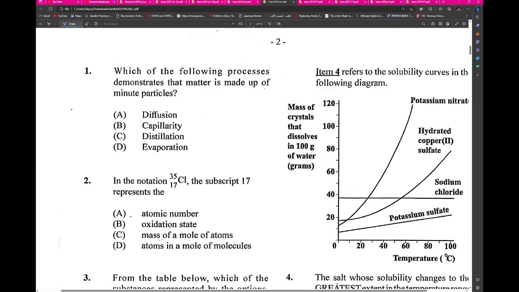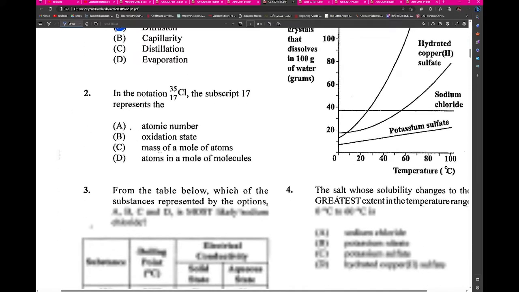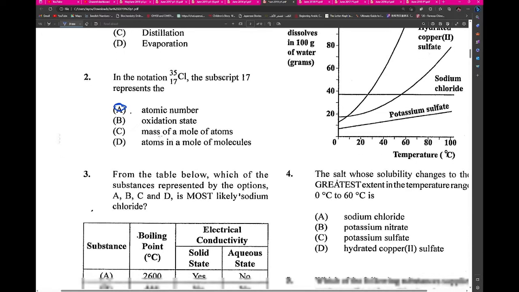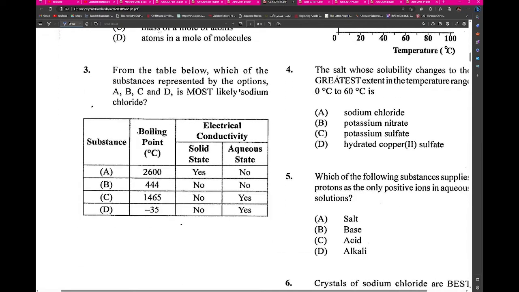Which of the following processes demonstrates that matter is made up of minute particles? This would be diffusion. Question 2: the notation here, the subscript 17, represents the atomic number. Is it the atomic number of chlorine? Yes, it would be. From the table below, which of the following substances represented by the options A, B, C, and D is most likely sodium chloride?